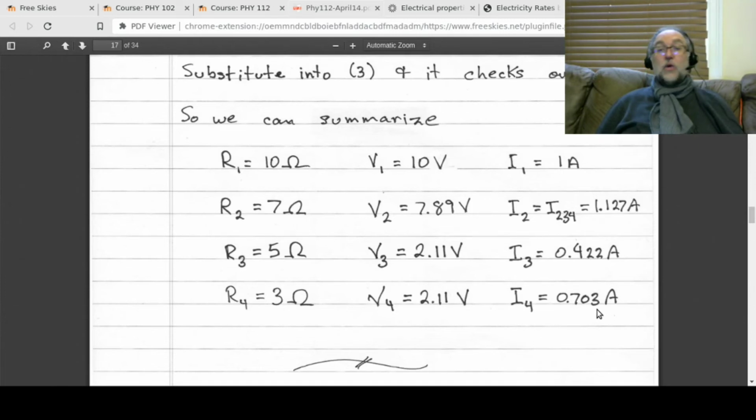Currents will split through parallel resistors, and that got split into the 0.422 amps and the 0.703 amps. It's a long problem, but that's because I gave you 4 resistors. With 3 resistors, this should be doable on a test. You wouldn't have quite as many steps. You'd only have to go back twice and work things out. All right, so there you go. There's the story of resistors.